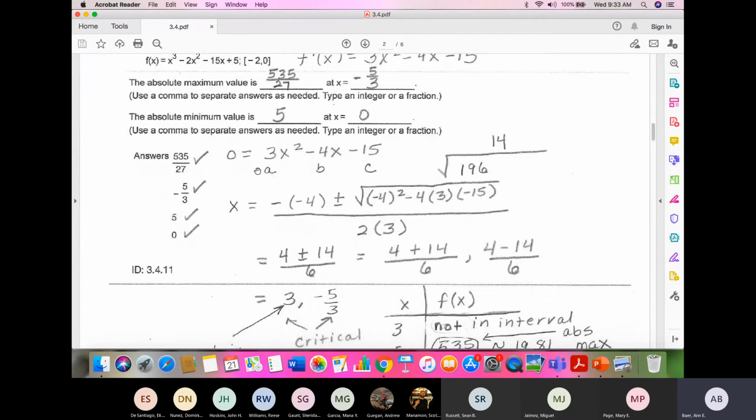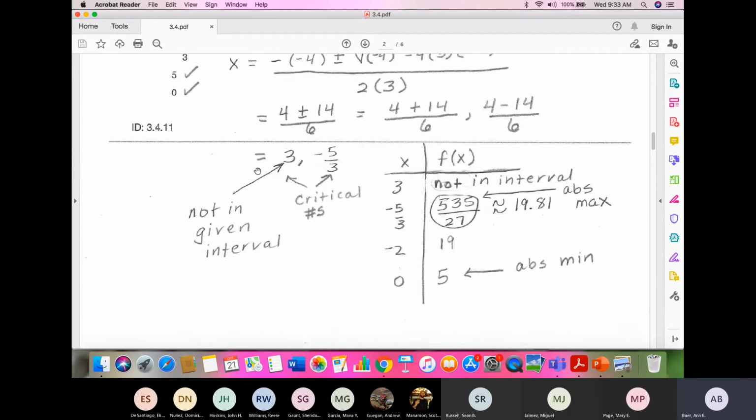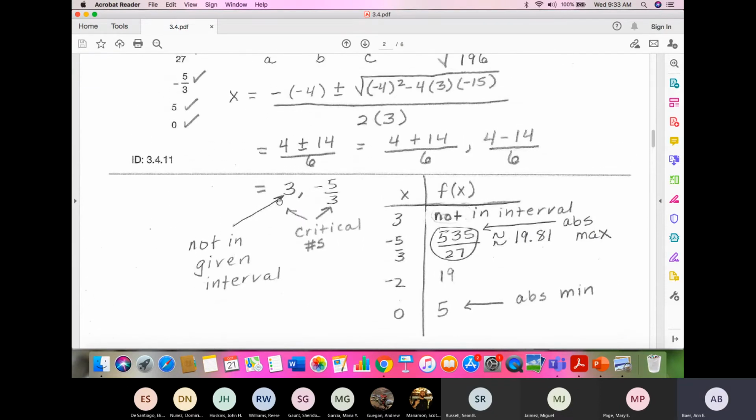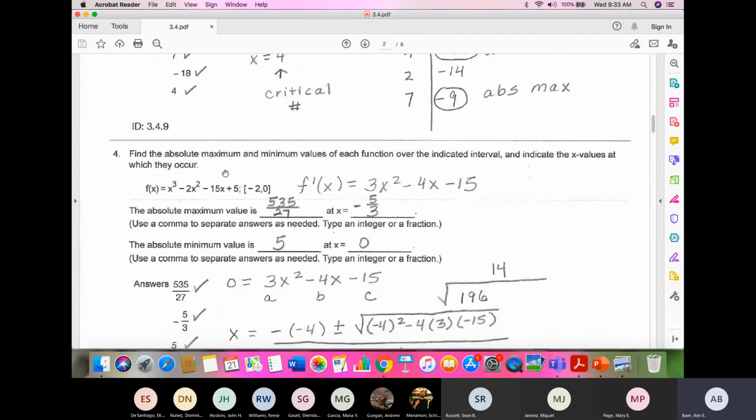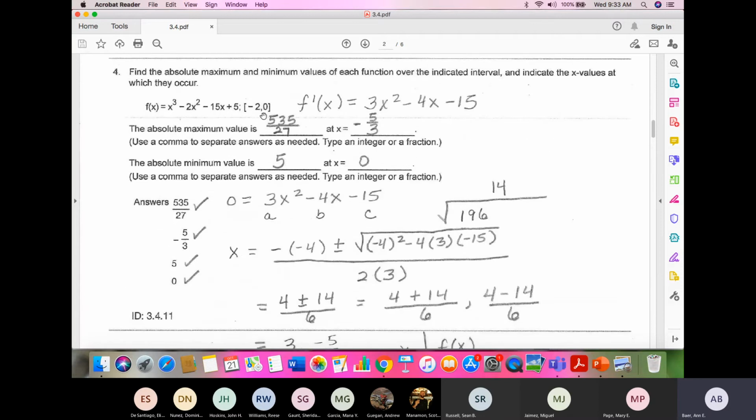The first thing I want to point out is that when I found the critical numbers, I got two critical numbers, 3 and -5/3. Well, that 3, make sure I go back to the right problem. That 3 is not in this interval. This interval is -2 is less than or equal to x is less than or equal to 0. The +3 is not in that interval. So when that happens, we don't consider that +3. We're only interested in these x values right here.